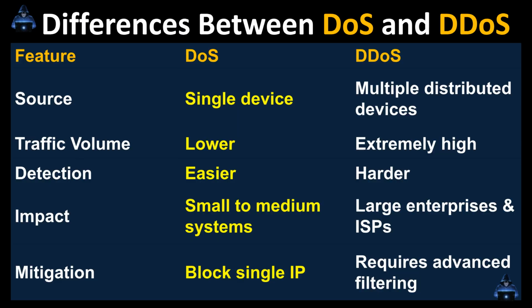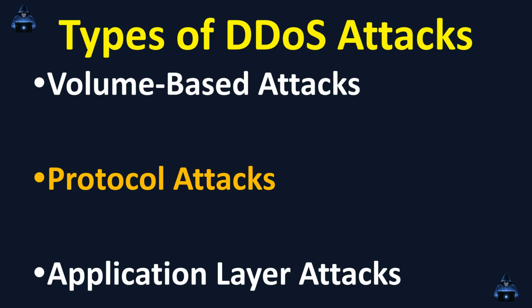DoS comes from a single device, has lower traffic, and is easier to detect. DDoS comes from multiple devices, has extremely high traffic, is harder to detect, and impacts large enterprises. DDoS attacks are categorized into volume-based attacks, which overwhelm bandwidth, protocol attacks, which exploit weaknesses in network protocols, and application layer attacks, which target specific applications.